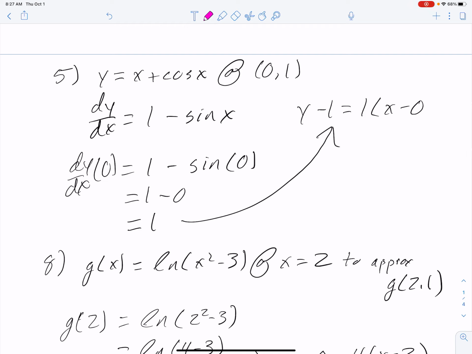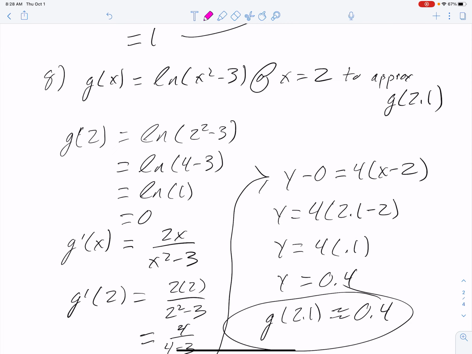Number 5, if you want to use your calculator to get the trig values, that's fine with me. Just make sure that you are in radians. But again, if we're going to talk about writing the equation of a tangent line, we need our x-coordinate, we need our y-coordinate, which the book already gave to you. So now I just take my derivative, substitute into my derivative to get my slope, and I'm able to write the equation of my tangent line. This one didn't ask us to approximate anything, so we're done.